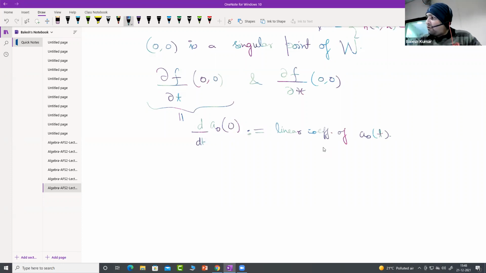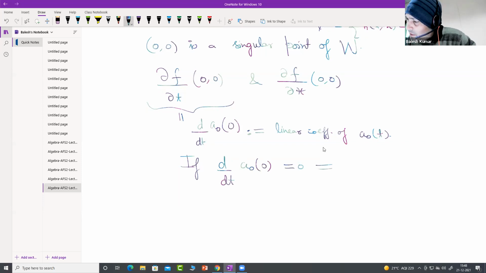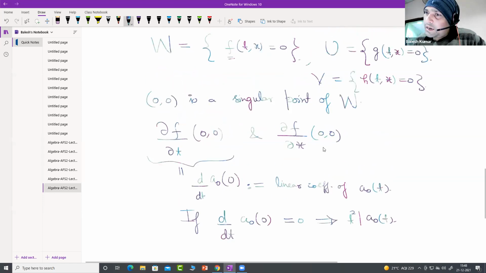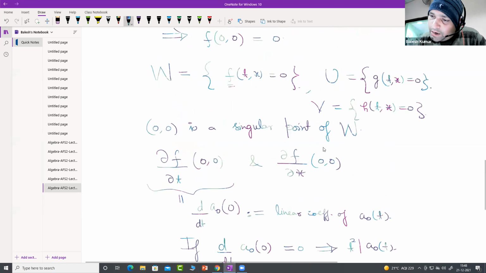And so what we see is that t already divides a naught of t, that's okay. Now if it so happens that d by dt of a naught at 0 is equal to zero, then what does this imply? That t squared divides a naught of t. And what we are saying is that 0, 0 is a singular point, which means we already have this fact here.